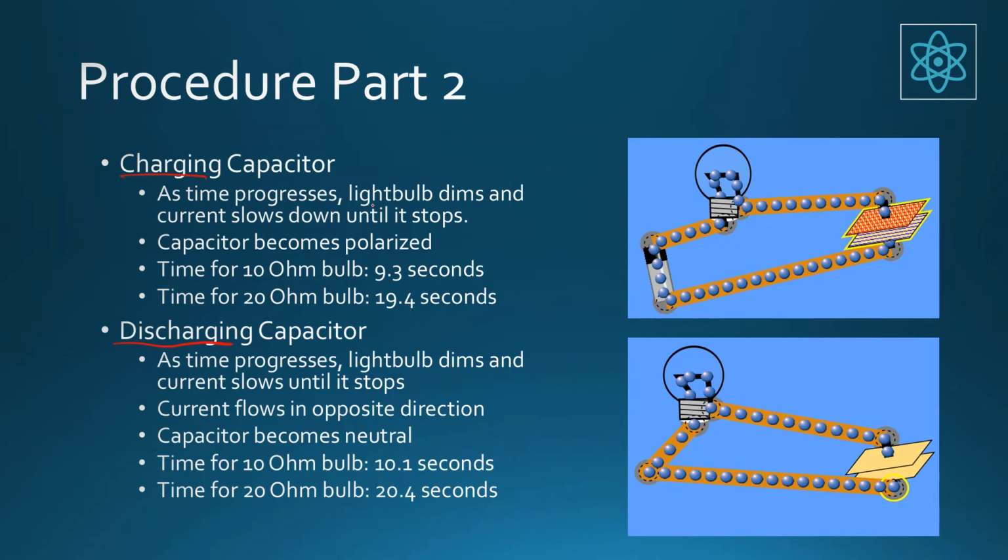The second part of this lab had us utilize capacitors that were charging and discharging and observe their behavior. As time progresses, for both cases, the light bulb dims and current slows down until it stops. However, we notice that when it's discharging, it flows in the opposite direction to when it's charging. When it is charging, the capacitor is becoming polarized, as you can see by the plus and minus charges on the plates, versus being discharged, it's becoming neutral.